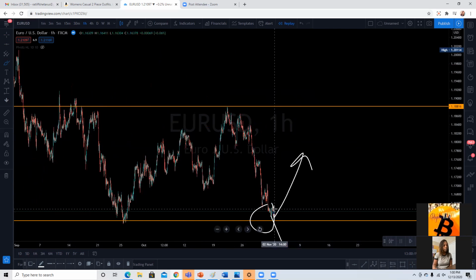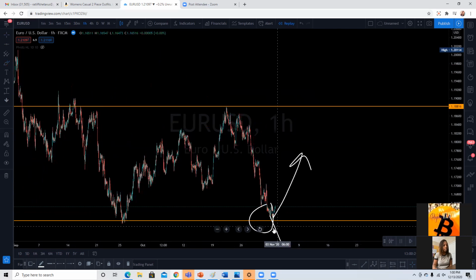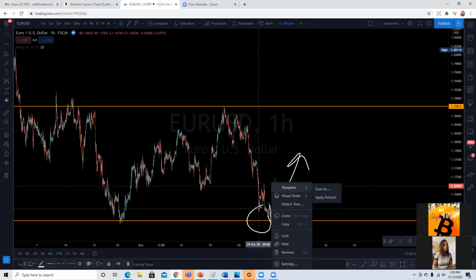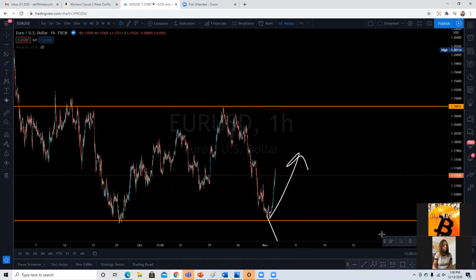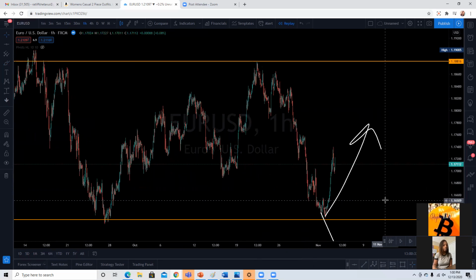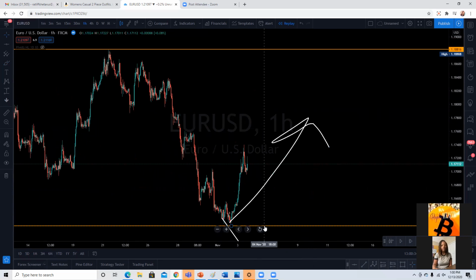Boom. What did price just do to us? It resisted that area. Look at that, guys. Look how beautiful that played out. It resisted that area. Look at that. It resisted that area just by notifying where our support is.